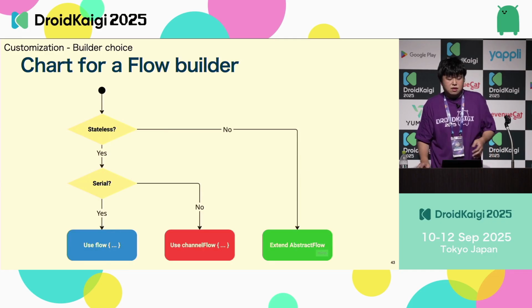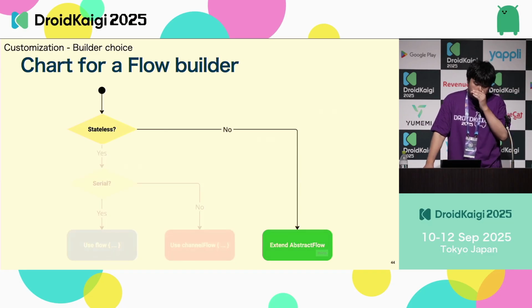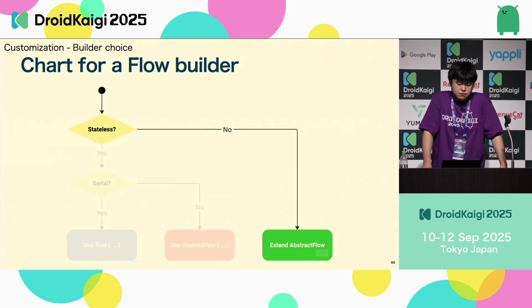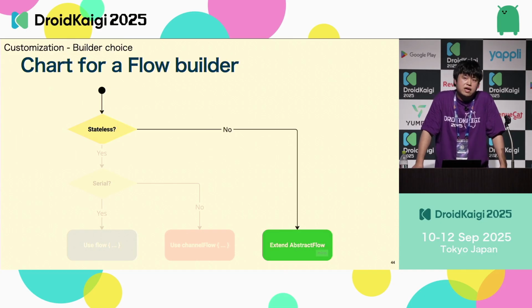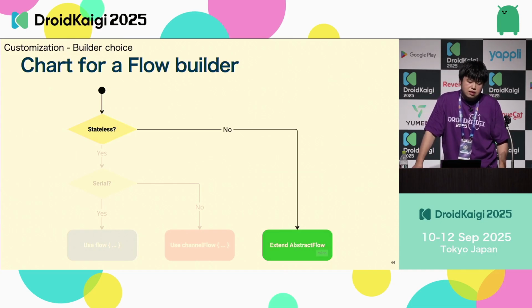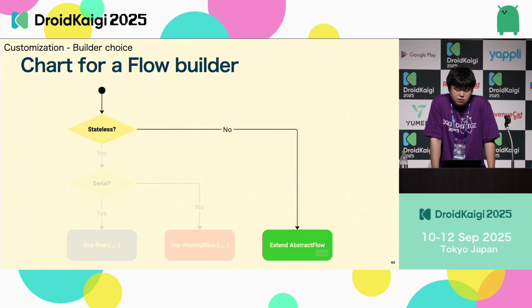This chart shows how to choose a proper flow builder. If you require a stateful flow, please create a class extending the abstract flow class. Don't extend the Flow interface directly. Extending the abstract flow class satisfies the prerequisites of the flow convention, like cancellability, context preservation, and exception transparency. I will not explain context preservation and exception transparency, but you don't need to care about them if you follow this chart.